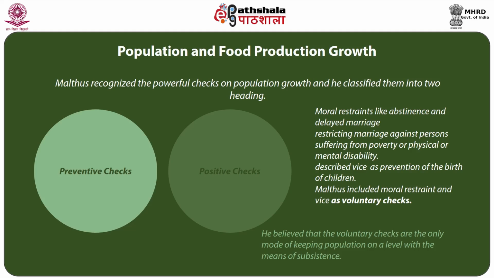Malthus included moral restraint and vice as voluntary checks. Malthus described moral restraints as abstinence from marriage either for a time or permanently. He believed that the voluntary checks are the only mode of keeping population on a level with the means of subsistence. He described vice as prevention of the birth of children.